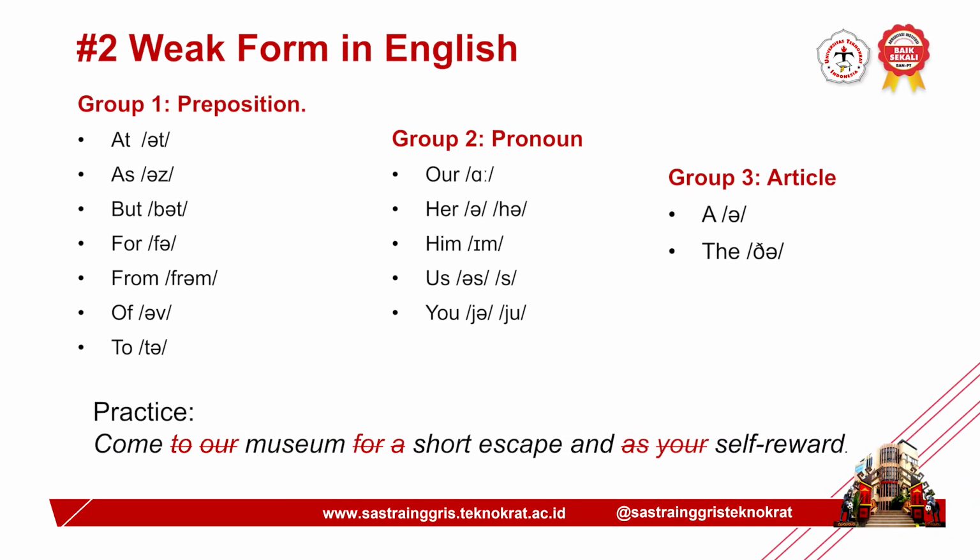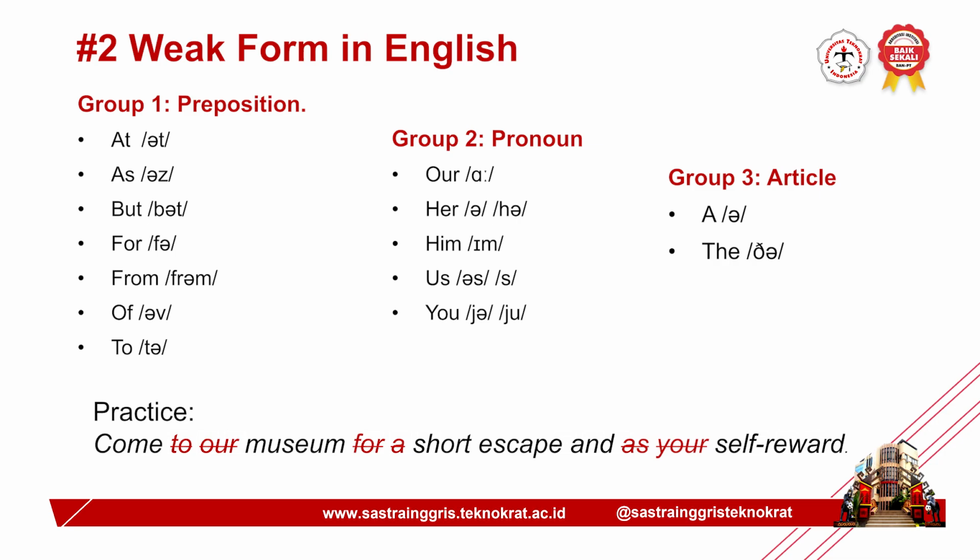so we cannot take it for granted. Now, let's move to the second part, which is the weak form in English. There are several groups of weak form in English, so let's explain one by one. The first one is the group of prepositions. The second one is the group of pronouns. The third one is the group of articles, and the fourth one is the group of auxiliary.